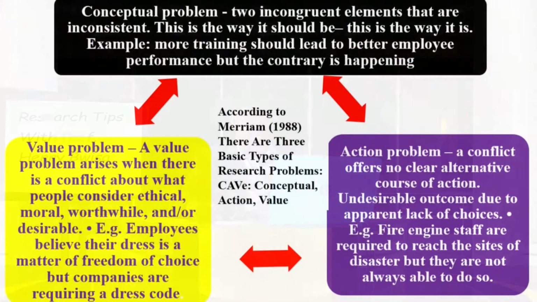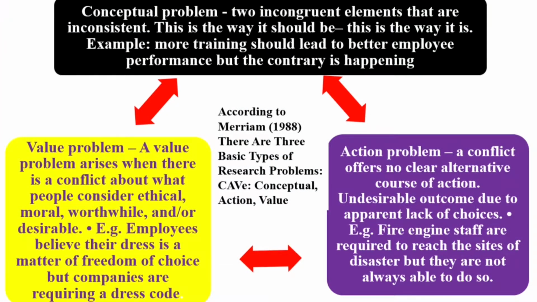And lastly, there is what we call action problem. This is a conflict that offers no clear alternative course of action, an undesirable outcome due to apparent lack of choices. For example, fire engine staff are required to reach the sites of disaster, but they are not always able to do so. We find it quite a lot in urban areas. Fire engines want to reach there, they cannot reach there. What's the problem? Those are the 3 basic categories of problems.